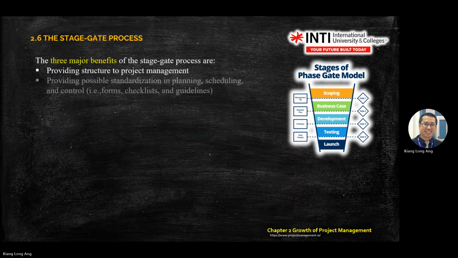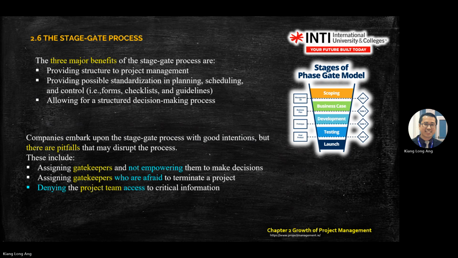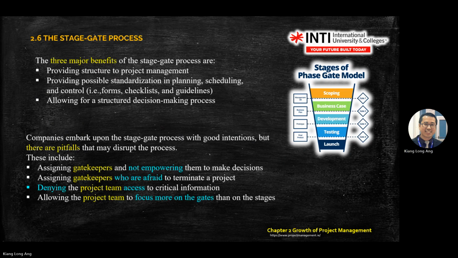Okay. 3 benefits, this one. So these are the factors of how or why the stage gate model fails. These are the factors where this model can fail. These 4. Go and read.